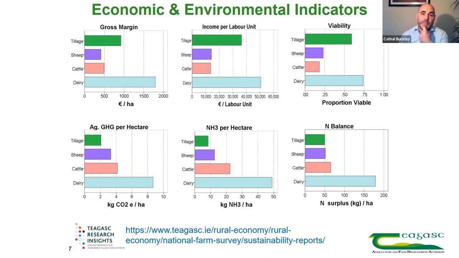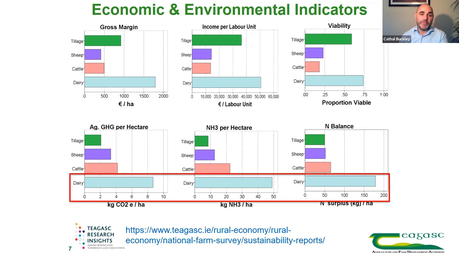If you look at the environmental dimension then, there's a lot there in the report, but I picked out 3: agricultural-based greenhouse gases per hectare, ammonia per hectare, and nitrogen surplus. The story kind of flips in that the dairy has the highest level of economic output, but also the highest level of environmental emissions across these 3 dimensions, significantly higher than the other 3 farm systems. So essentially, there's a trade-off here between the economic and the environmental dimensions of sustainability.